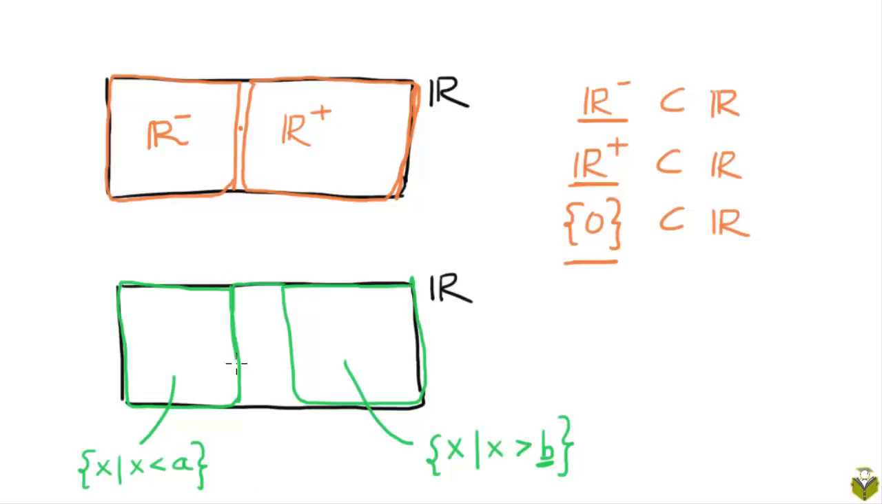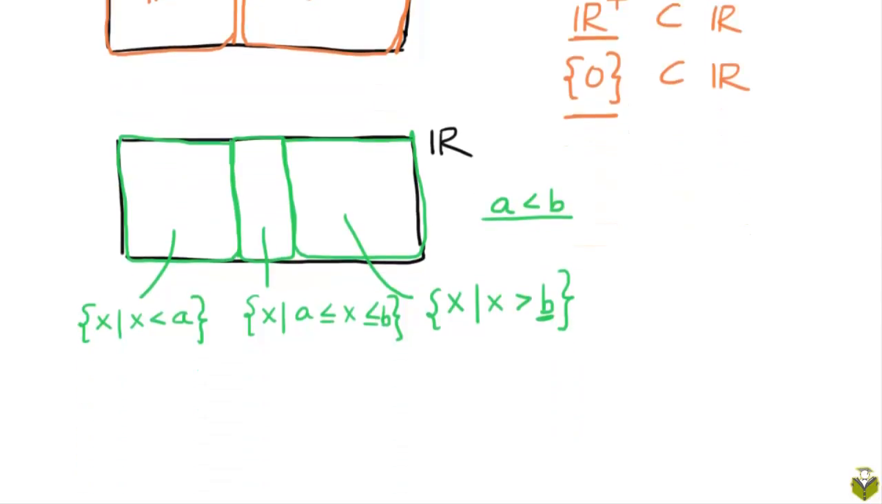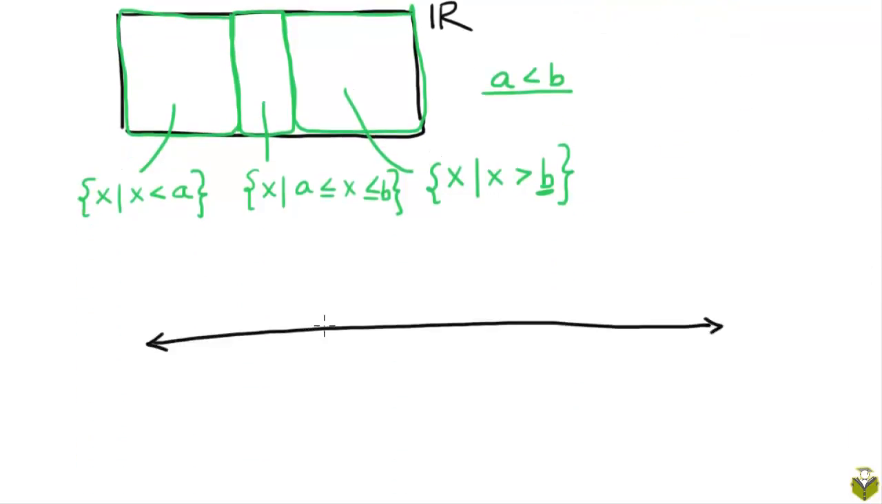And so the third subset would have consisted of those numbers whose values are greater than or equal to a and less than or equal to b. Obviously, I'm assuming here that a is less than b. So if we represent this on the number line, we could have a somewhere over here and maybe b somewhere over here. b is greater than a.